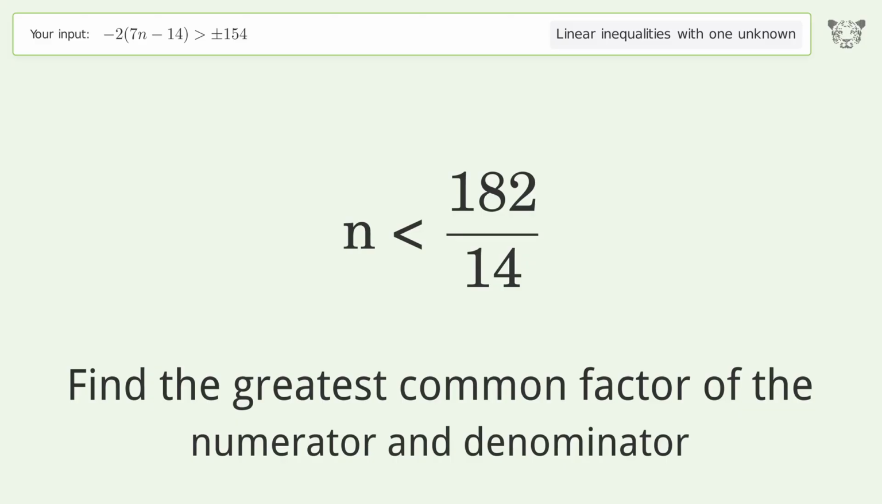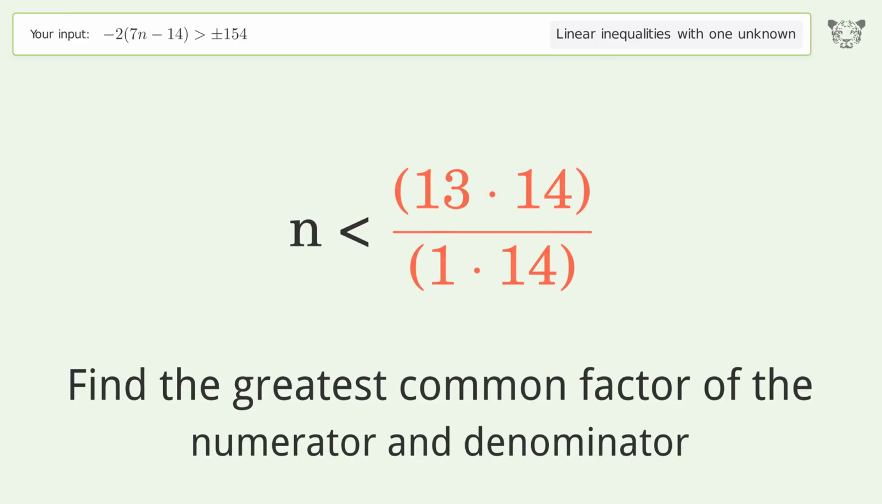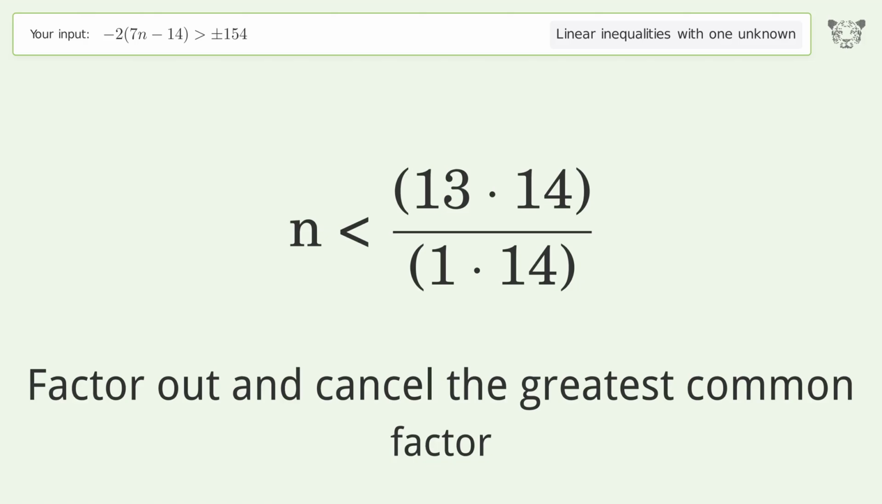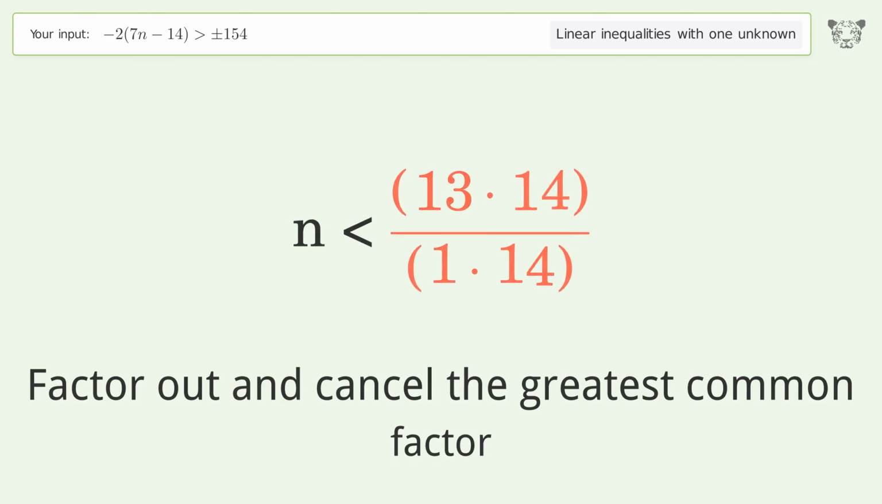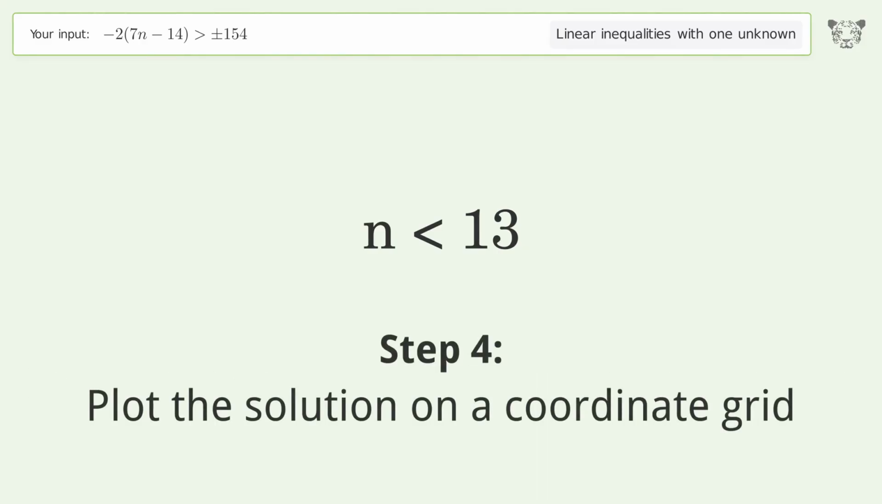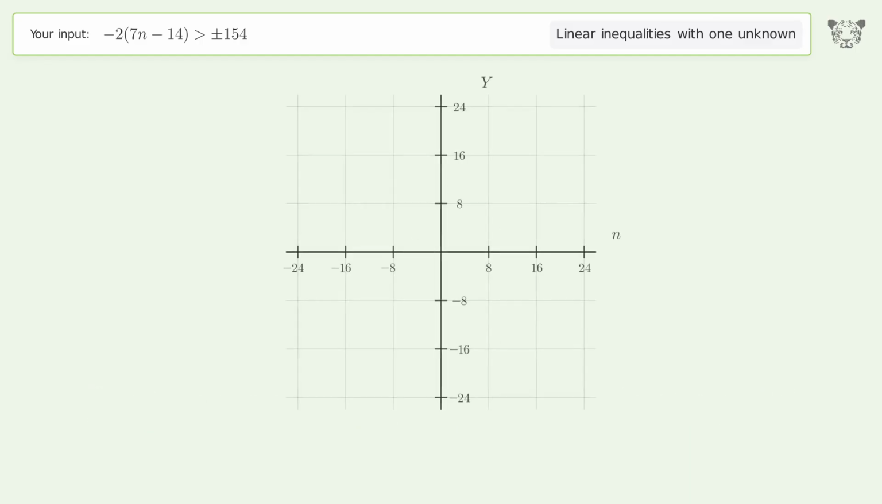Find the greatest common factor of the numerator and denominator. Factor out and cancel the greatest common factor. Plot the solution on a coordinate grid. And so the final result is n smaller than 13.